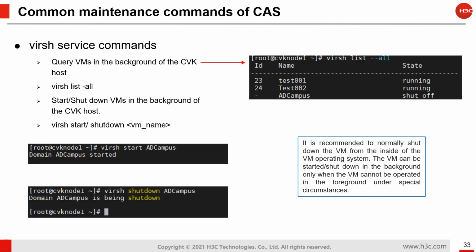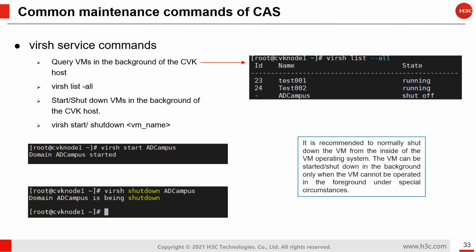Virtual service commands. If you want to query VMs in the background of the CVK host, you can run virsh list --all, and it will show the ID, name, and state of the VMs. For example, test001 is ID 23 and its state is running. Test001 is the VM name, and we can start or shut down VMs in the background of the CVK host.